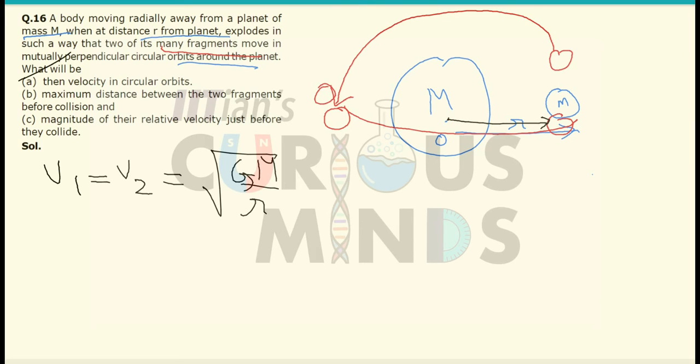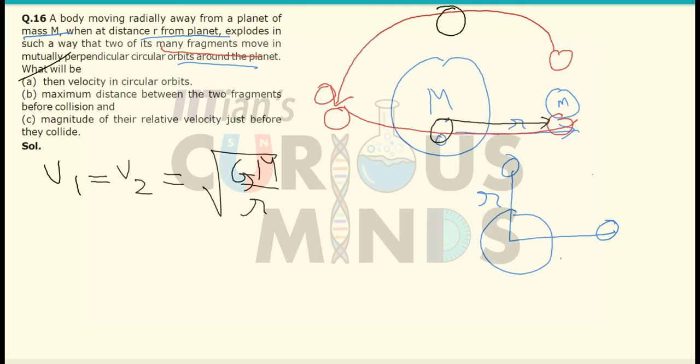If I see the second one, the maximum distance between the two fragments before collision. The maximum distance between the two fragments will be when they are far away from each other, when the first fragment is somewhere over here and the second fragment is somewhere over here, at half their distance. That is, if I represent it in 2D, this is the planet, this is the first and this is the second. So this is the maximum distance between them.